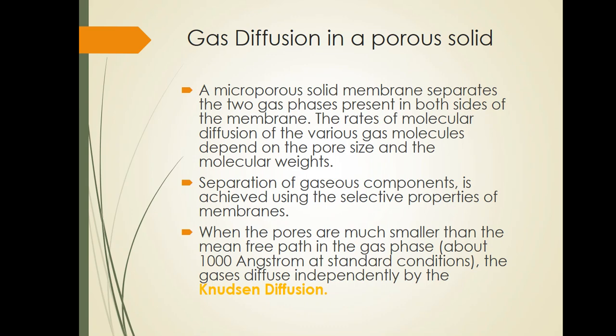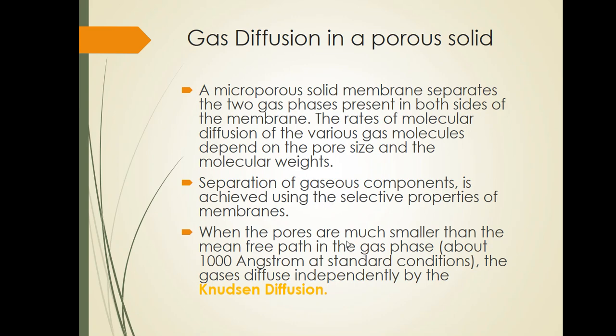So a microporous solid membrane separates the two gas phases in this case, and these gas phases are present on both sides of the membrane. The rate of molecular diffusion of the various gas molecules here depends on the pore size and the molecular weights. Now, separation of gaseous components is achieved because the membrane has these selective properties. So it will only select that particular gas molecule that will pass through it.